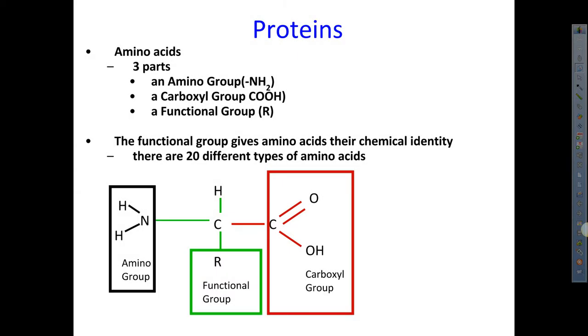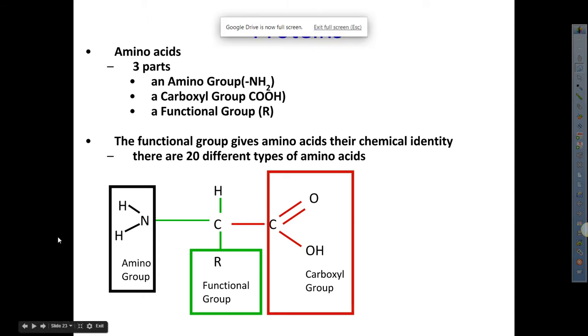And so all amino acids have these 3 parts. So they all have an amino group. So remember back from our functional groups that we studied, they all have an amine group. They all have a carboxyl group, so that's where we get amino acid because the carboxyl is acidic. There's a hydrogen, and then the center carbon is also bonded to some other functional group.